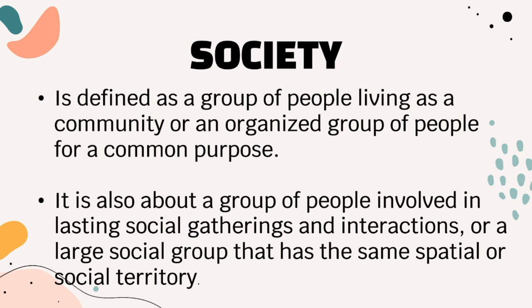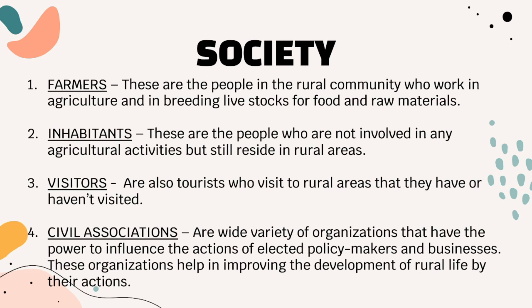The next main component is the society. It is defined as a group of people living as a community, or an organized group of people for a common purpose. It is also about a group of people involved in lasting social gatherings and interactions, or a large social group that has the same spatial or social territory. And then we have the smaller components, or the smaller factors, that can be found in society.